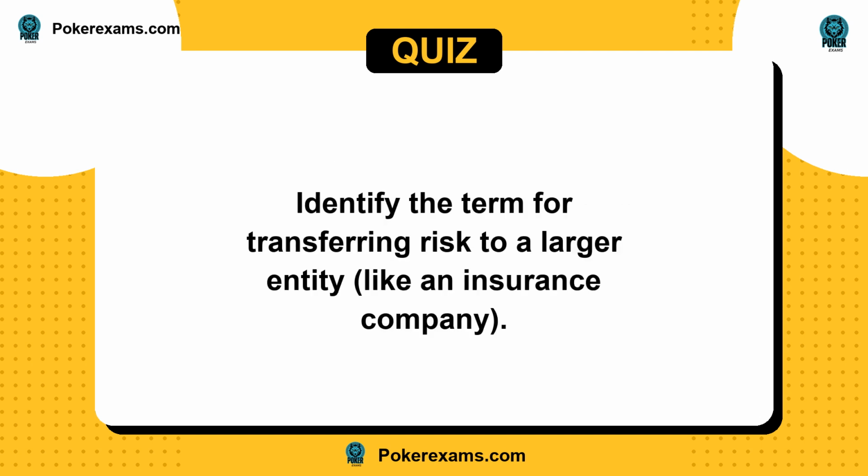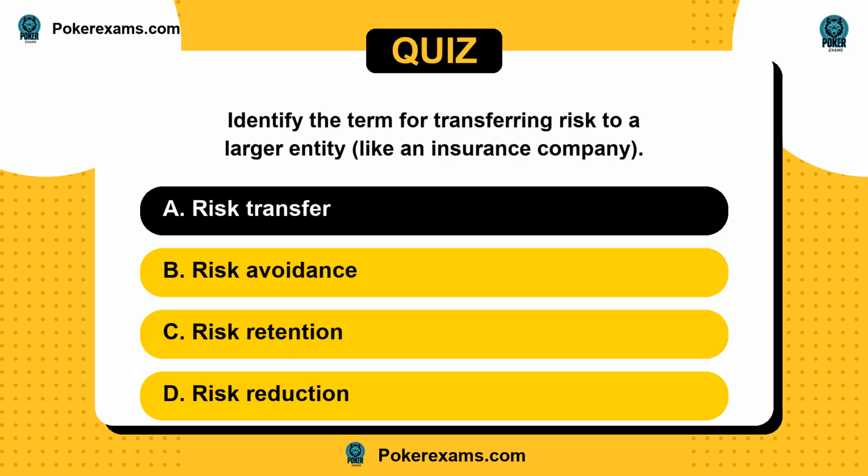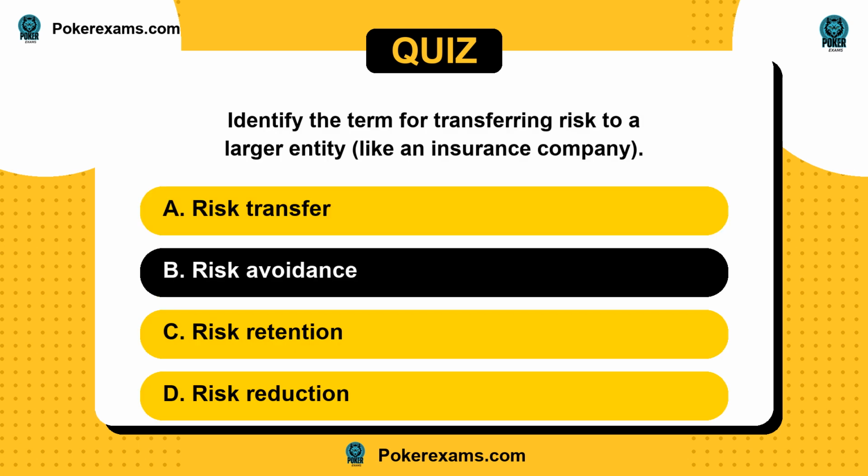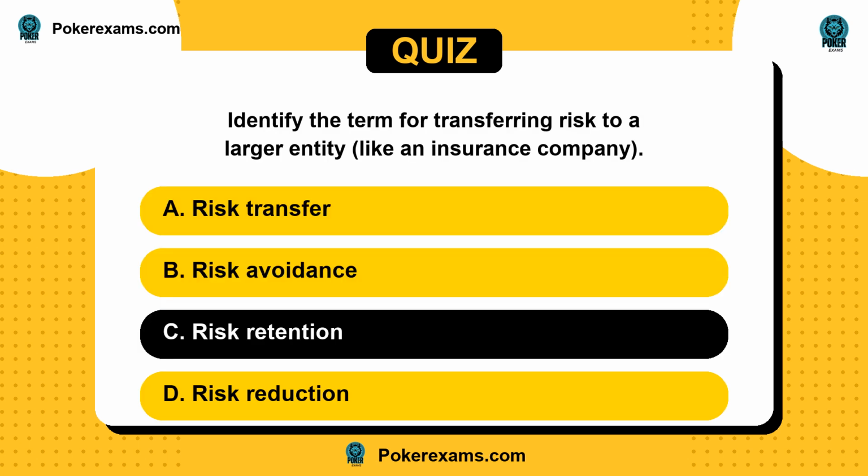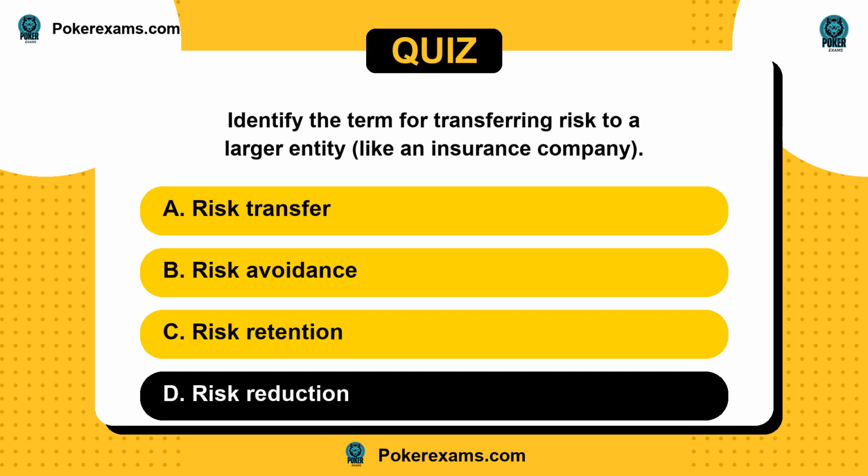Next question. Identify the term for transferring risk to a larger entity, like an insurance company. Is it A, risk transfer? Or B, risk avoidance? C, risk retention? Or D, risk reduction?